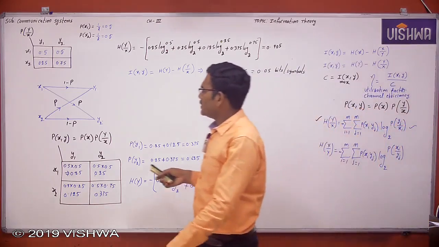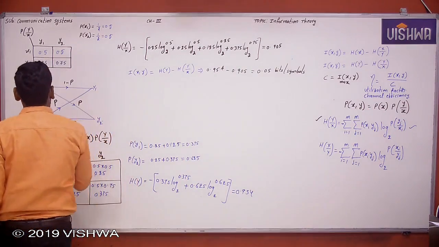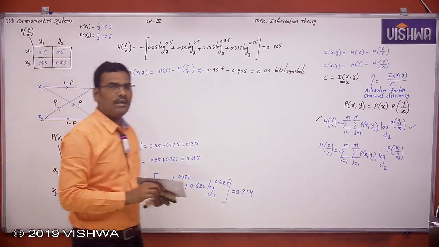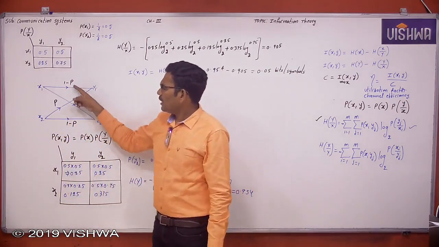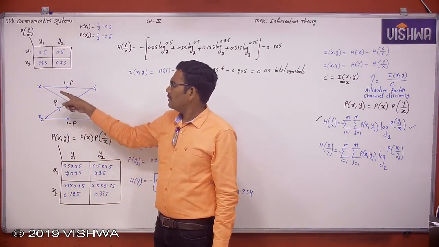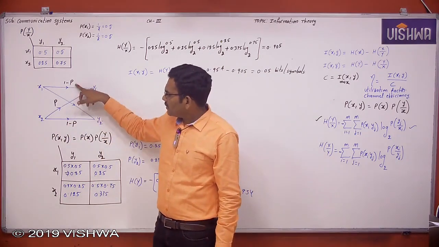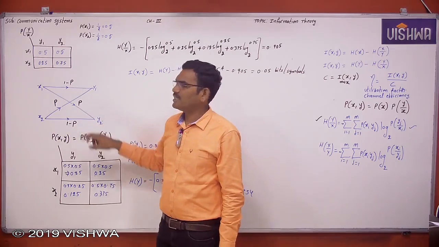When x1 is transmitted, y1 is received. When x2 is transmitted, y2 is received. Now these are the probabilities. See here, this is the channel diagram with the probabilities. But if you observe, is the first channel probability and the second channel probability the same or not?